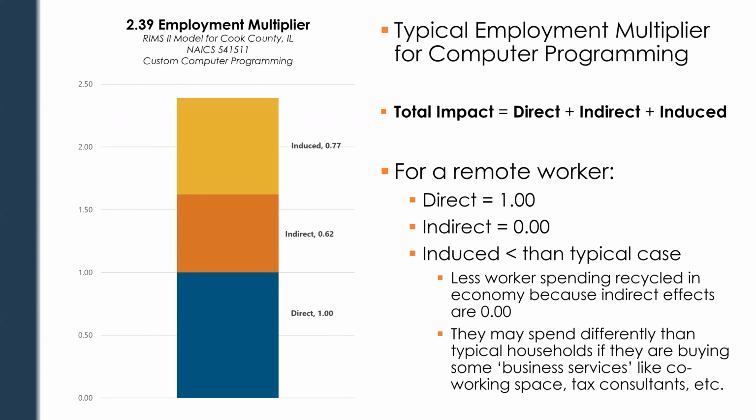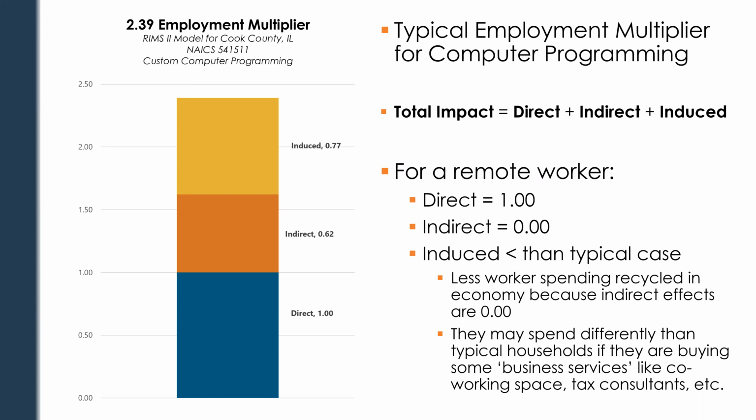This is just an example. We're looking at an employment multiplier, a direct effect employment multiplier, this is Cook County, Illinois. For custom computer programming, it's about 2.39. We can see how that breaks out. The total impact of 2.39 includes all of this, the direct, the indirect, and the induced impact. The direct impact is 1, the indirect in this case is 0.62, and the induced is 0.77. Okay, so that's the typical case.